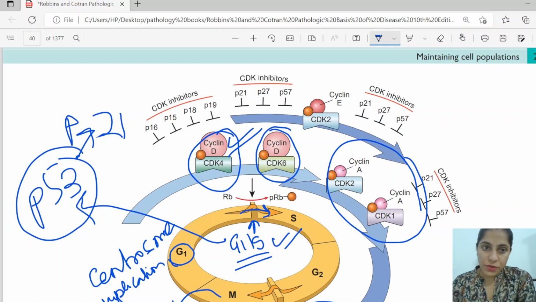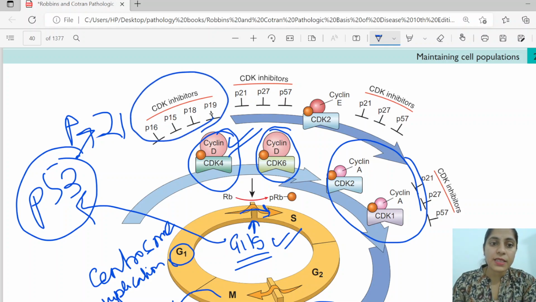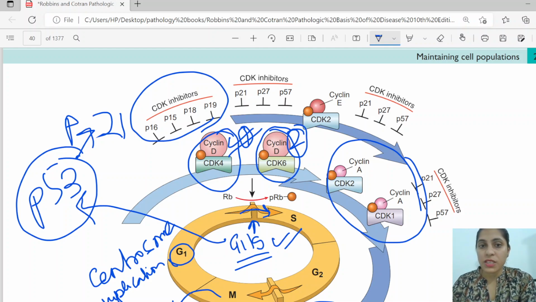So there are two families of inhibitors. The first family is P16, P15, P18, P19, that is very specific to cyclin D with CDK4. Especially it is very specific to cyclin D. Both of these are very specific. Whereas the other, that is P21, P27, P57, are non-specific. They will inhibit all the cyclins and cyclin dependent kinases, and this non-specific P21 is in regulation with P53, that is stimulated whenever there is any damage to the cell cycle or to the DNA material.